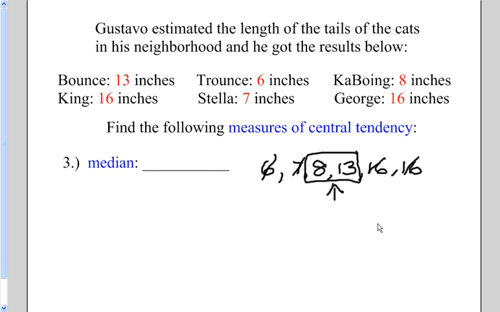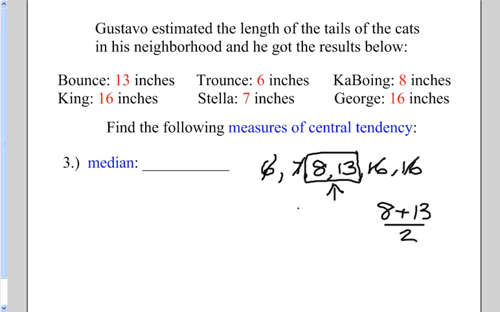Here's the way we want to do that. We want to take and add together 8 plus 13, okay? And we're going to divide that sum by 2. Divide the total when we add together 8 and 13. Divide that by 2. So that's what we're going to do.